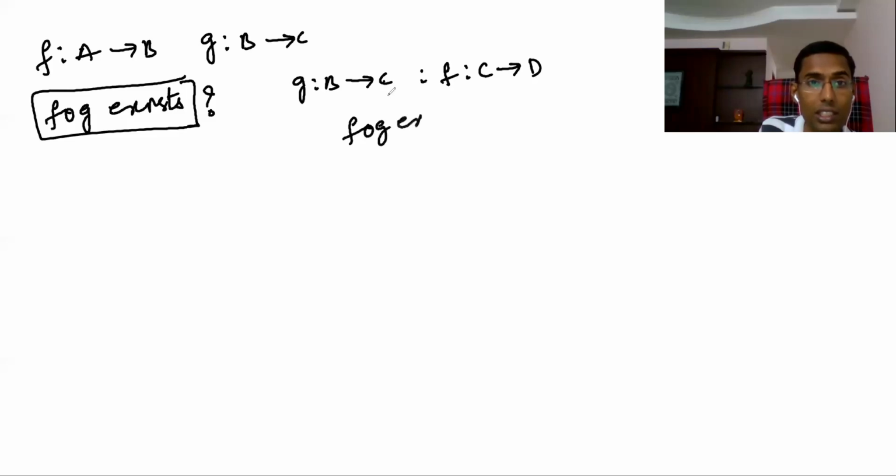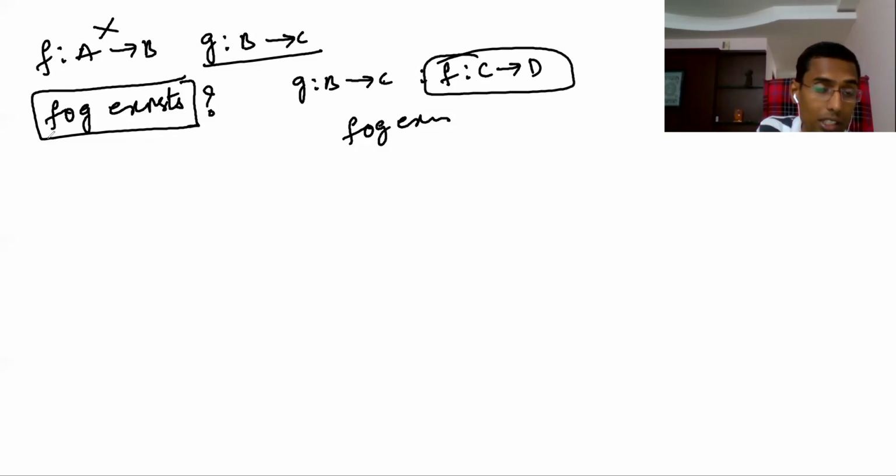Here g is a function from B to C and f is a function from A to B. For f circle g to exist, f should be a function starting with C. But it is not like this. Therefore, in this case, f circle g doesn't exist.